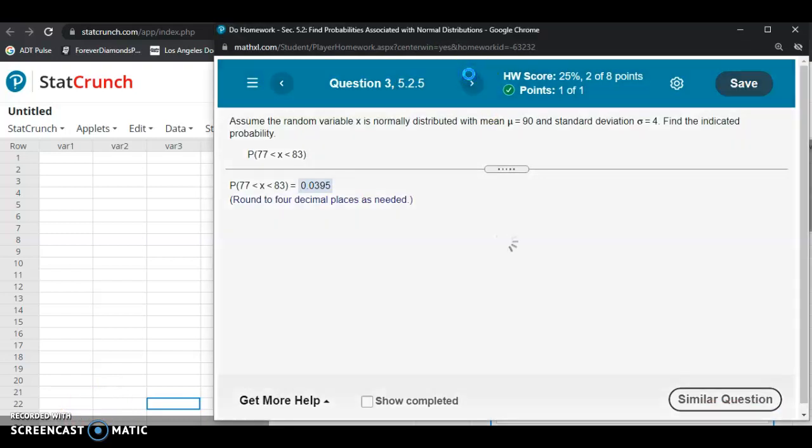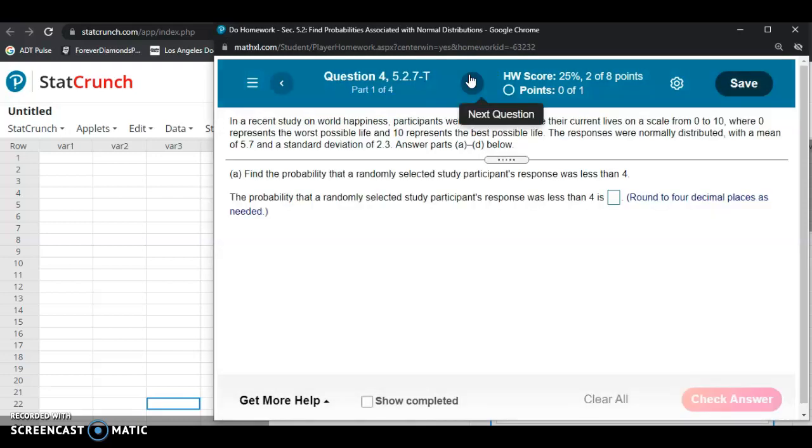Okay, let's look at the next example. It says that in a recent study on world happiness, participants were asked to evaluate their current lives on a scale from 0 to 10, where 0 represents the worst possible life and 10 represents the best possible life. The responses were normally distributed with a mean of 5.7 and a standard deviation of 2.3. Then we're going to answer parts A through D to complete question 4.